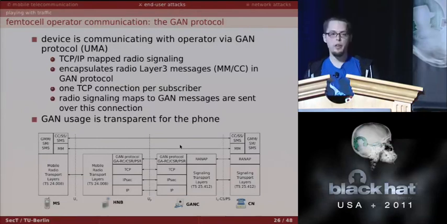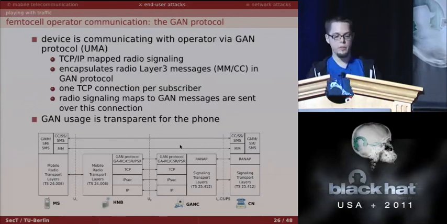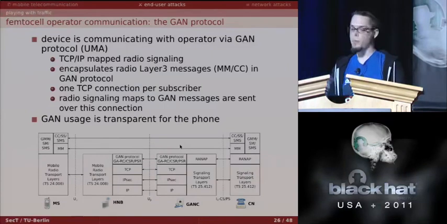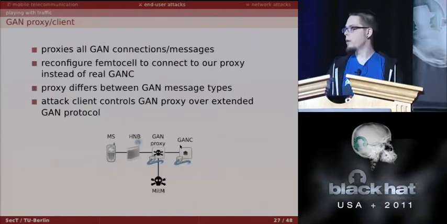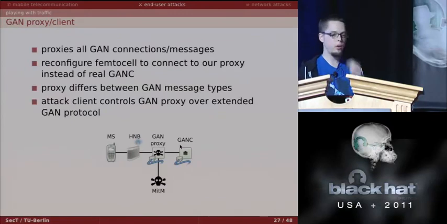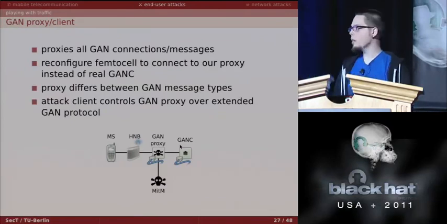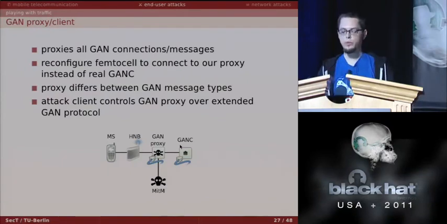So for the phone, the usage of GAN is actually transparent. It doesn't need any special support. It doesn't have any special stack for that. And the Femtocell does all the translation. So this is interesting if we want to play with the traffic generated from a phone. In order to do so, we developed a proxy to proxy all of these GAN messages. And in order to use it, we just reconfigured the box to connect to our proxy instead of the home node B gateway.